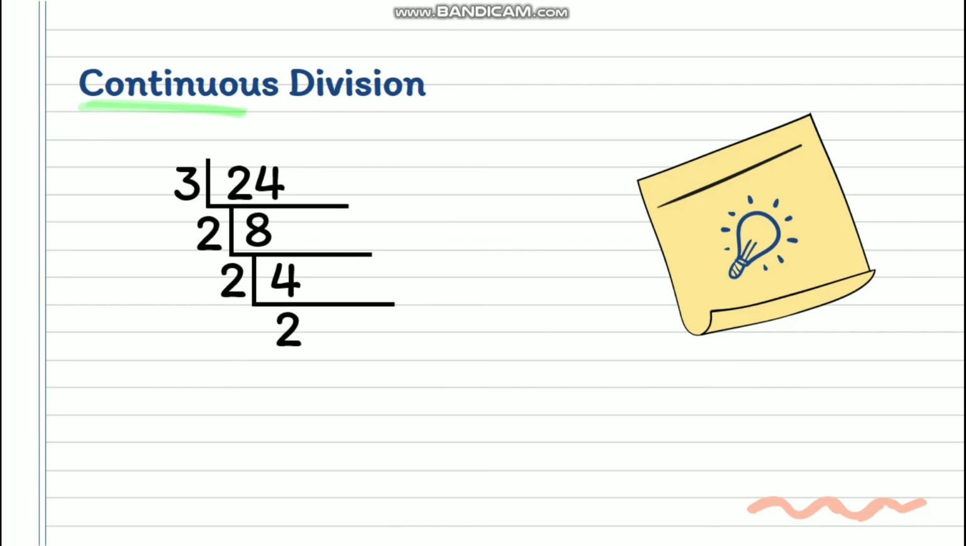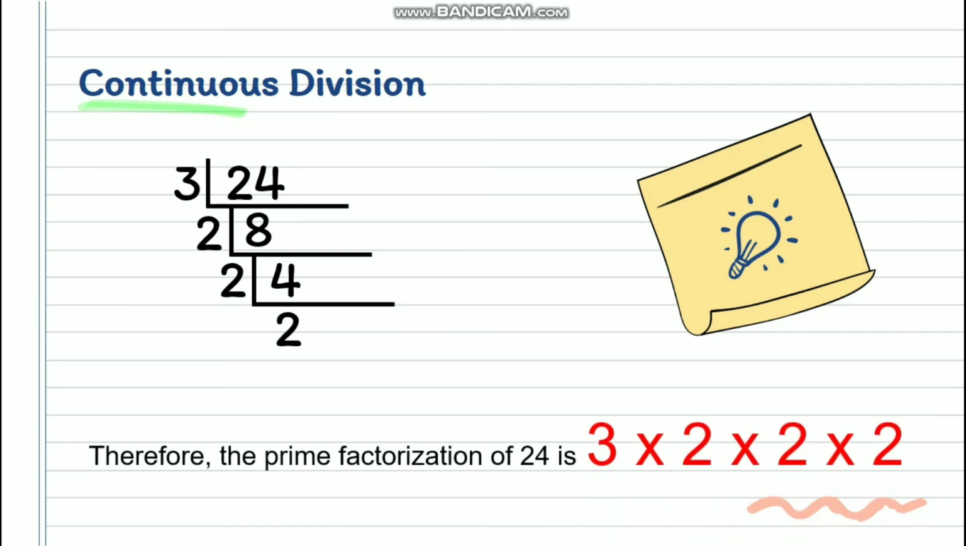Okay? So, collect the numbers outside the division bar. We got 3, 2, 2, 2. Therefore, the prime factorization of 24 is 3 times 2 times 2 times 2. Check it. 3 times 2 is 6, times 2 is 12, times 2 is 24.